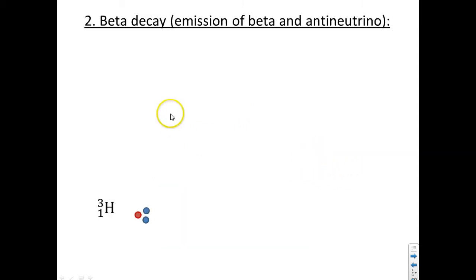The second type we saw was beta decay, which is when a nucleus emits a beta particle and an antineutrino. So imagine we start with hydrogen, an isotope of hydrogen, hydrogen 3, and it has two neutrons and 1 proton. So blue is neutron. And here's what happens with beta decay. One of these 2 neutrons is going to turn into a proton. That's beta decay. And when it does, it ejects an electron. We also call this electron a beta particle. It's the same thing.